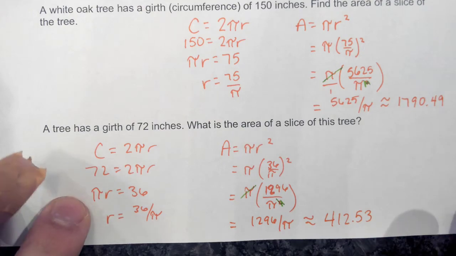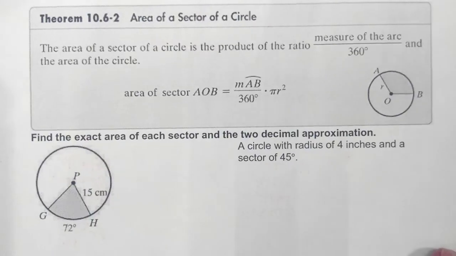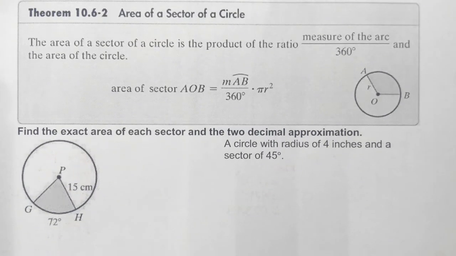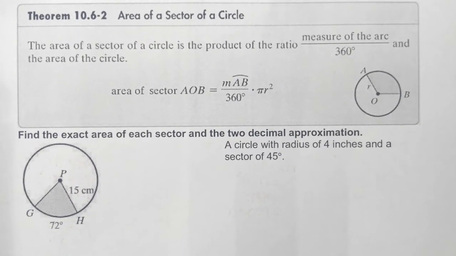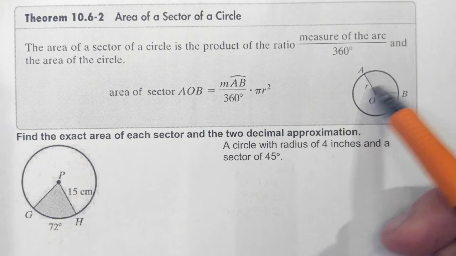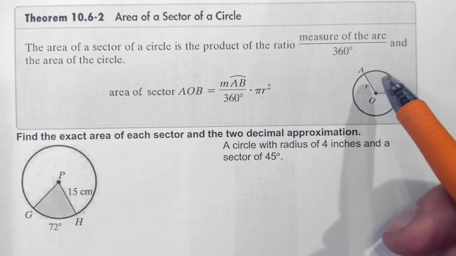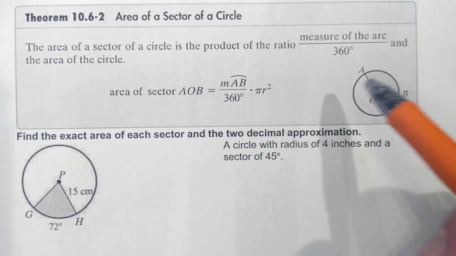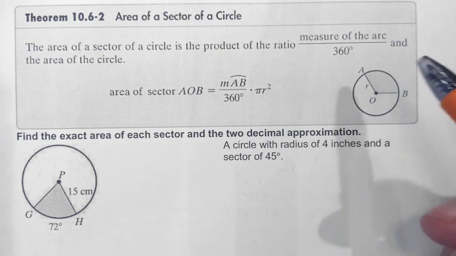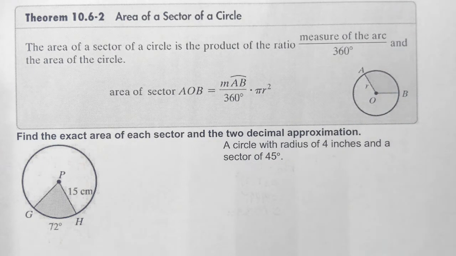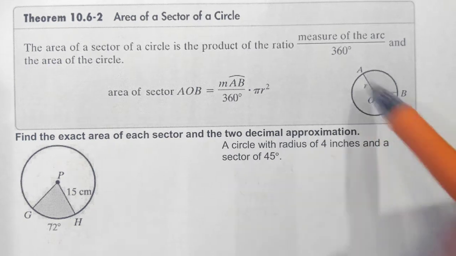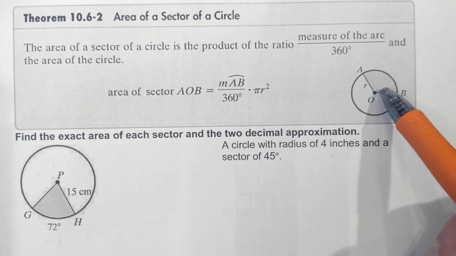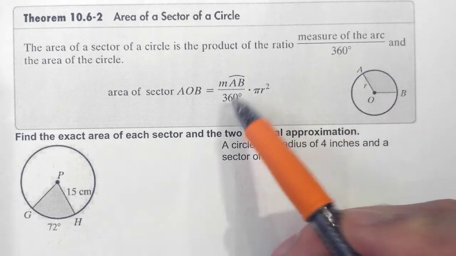So there you go, there's area of circles on the front. On the back, we start to find the area of sectors of circles. So that's going to be like a slice of the pizza, if you think of it as a pizza. So the area of the sector is pretty much the same. It's kind of like finding the length of an arc. You take the area of the circle and you multiply it by the central angle divided by 360.